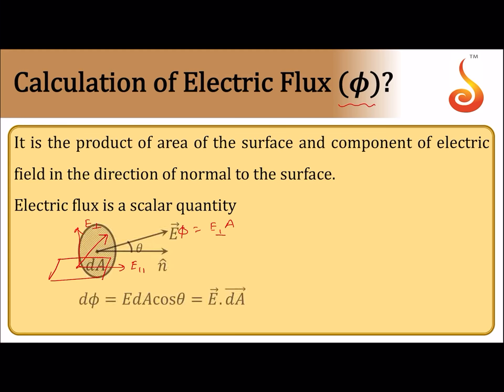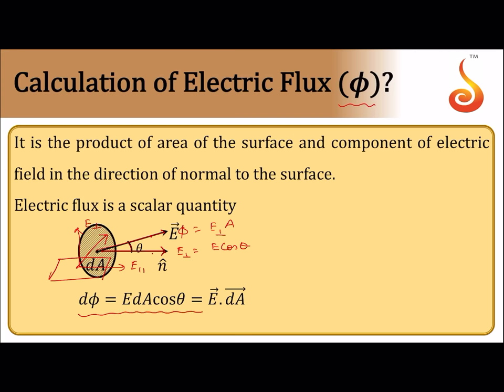So if I have a more formal diagram drawn, there's a surface over here. This is n cap, your normal to the surface. This is E bar at an angle theta. What is the component of E bar along the normal? E perpendicular along the n cap is nothing but E cos theta. If the area here is dA, then the small flux d phi is equal to E into dA into cos theta. But when I have two vectors, when do I get cos theta? When I have a dot product. Therefore, the flux d phi is nothing but E bar dot dA bar.